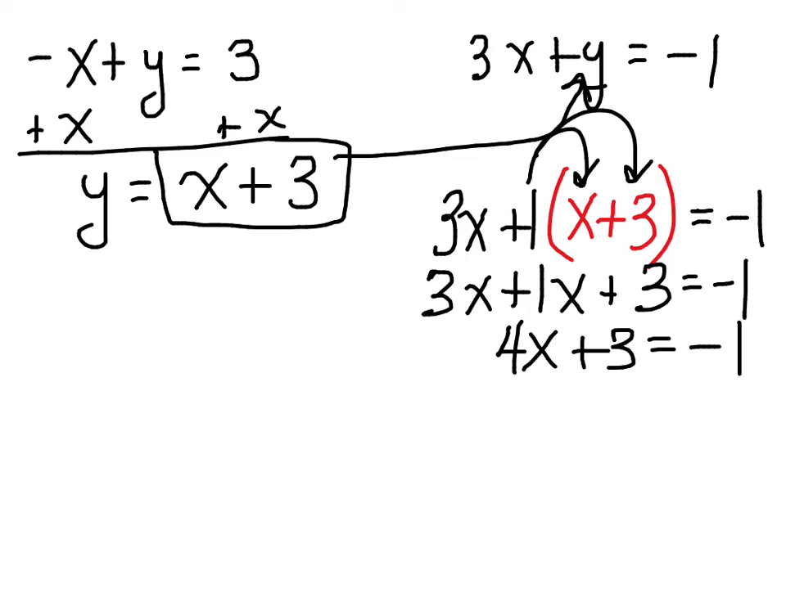How do I get rid of an add 3? Subtract it. And again, it's not the process that gets you in trouble. It's this computation part that gets people in trouble. What's negative 1 minus 3?